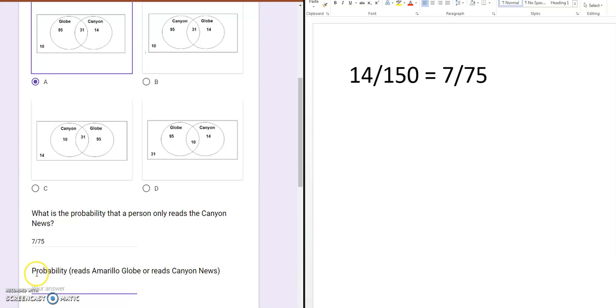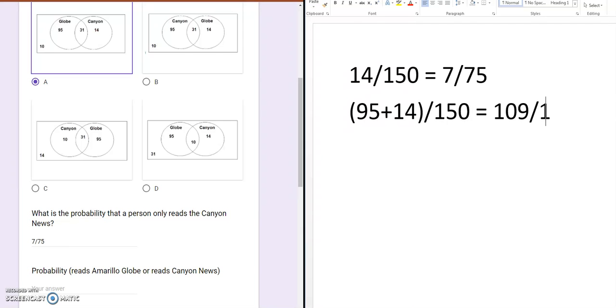The bottom here, what's the probability that someone reads the Amarillo Globe or the Canyon News? Well, this one here is Amarillo Globe or the Canyon News. This is not both. So I believe this is 109 divided by 150.